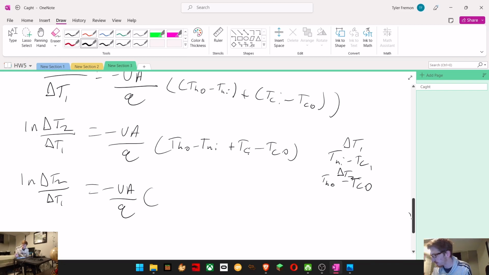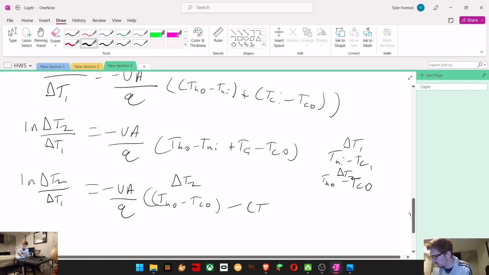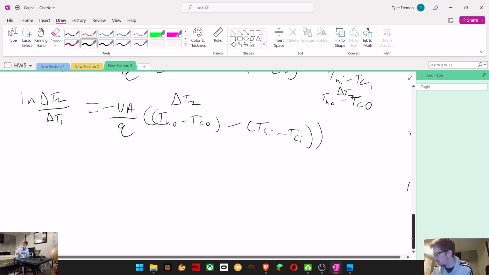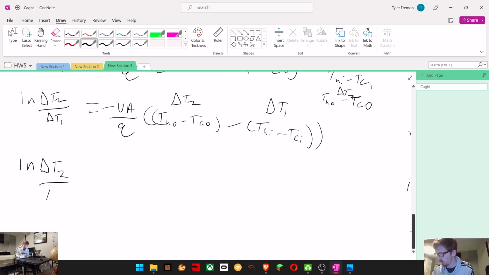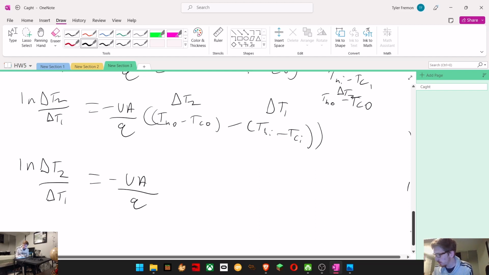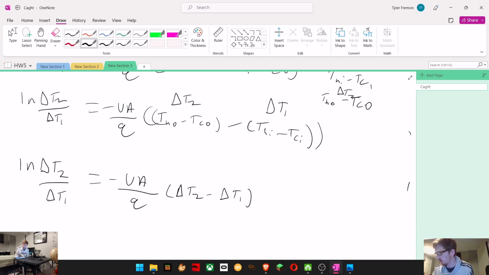We can have THO minus TCO, which is delta T2, minus TCI, minus THI plus TCI, minus TCI, which is delta T1. So let's rewrite this again. We have ln delta T2 over delta T1 is equal to negative UA over Q times delta T2 minus delta T1. And then we're going to go ahead and solve for Q.